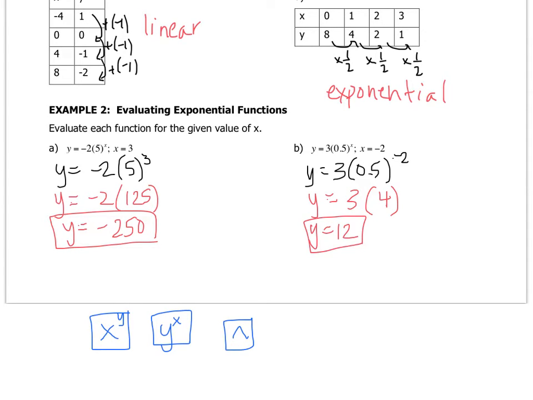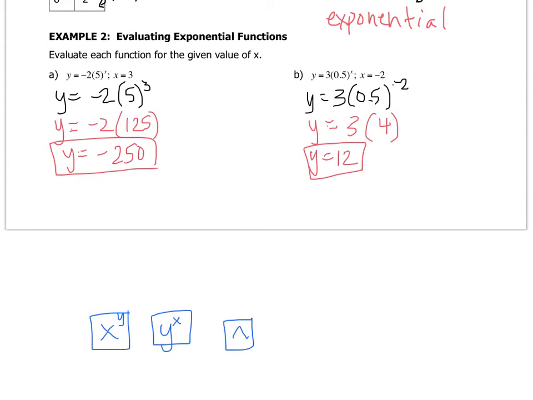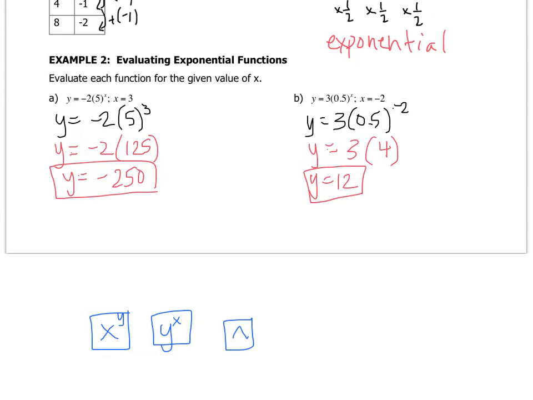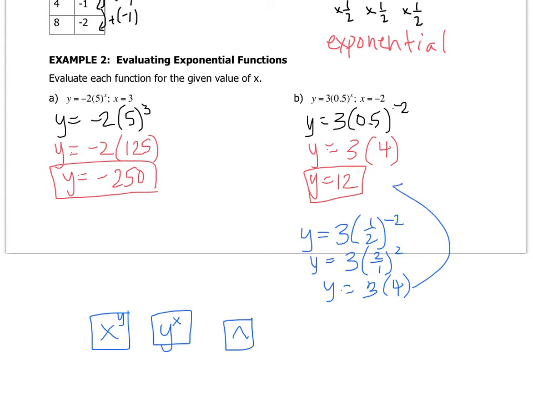Now, if you don't have a calculator with you, you should, because I told you that you need one for this chapter. You could do it without one like this. You could turn 0.5 into a fraction and do y equals 3 times 1/2 to the -2. And remember, negative exponents mean to do the reciprocal. So you get y equals 3 times 2/1 to the +2 exponent. Well, that's just 2, so y equals 3 times 2 squared, which is 4, and so you see you get 12 regardless, but obviously with the calculator it's quicker.